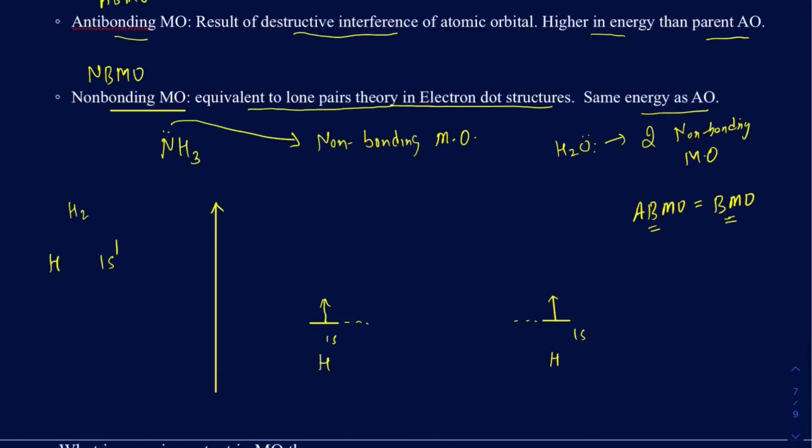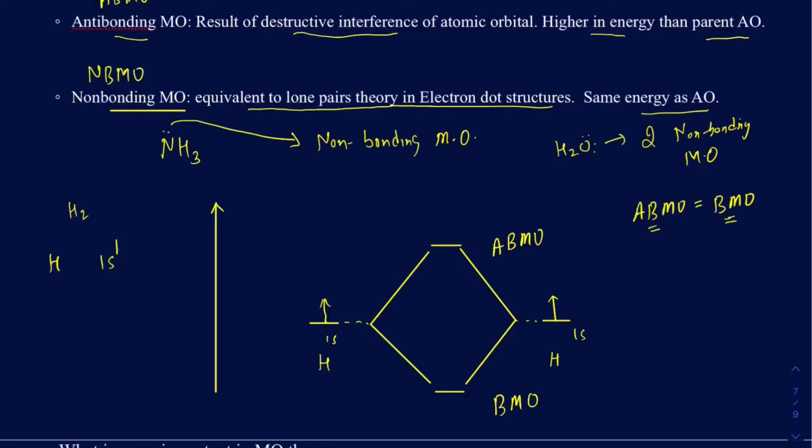If you combine with constructive interference, you make a bonding molecular orbital, and if you combine with destructive interference, you make an anti-bonding molecular orbital. So if I combine those together, you'll have one possibility where your bonding molecular orbital is going to be lower in energy than your parent atomic orbitals, and your anti-bonding molecular orbital is going to be higher in energy than your parent atomic orbitals. Okay, so this is going to be the anti-bonding molecular orbital.